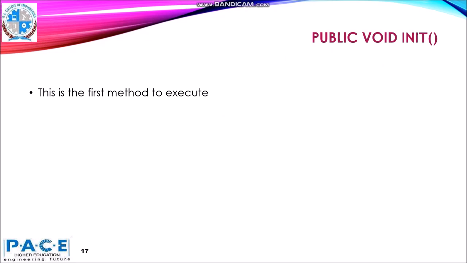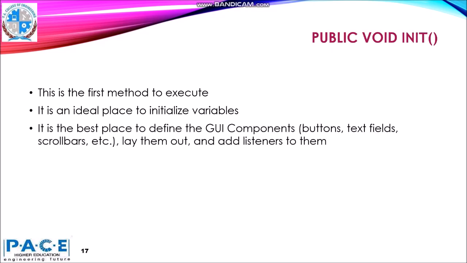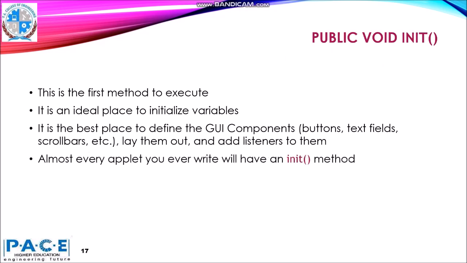The method init is the first method to get executed. It is an ideal place to initialize the variables. It is the best place to define the GUI components like buttons, text fields, scroll bars, etc., to lay them out and add listeners for them. Almost every applet you ever write will have an init method.